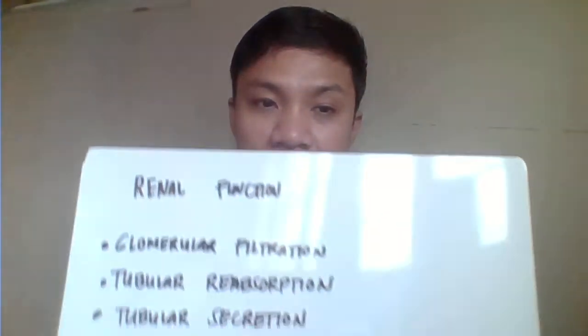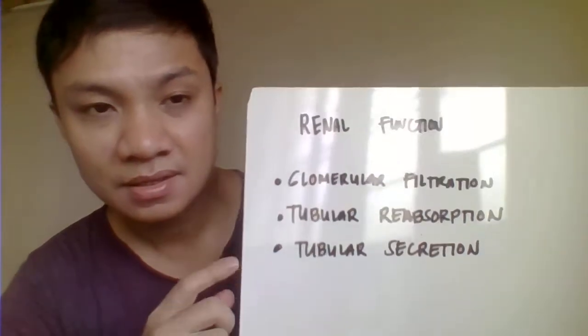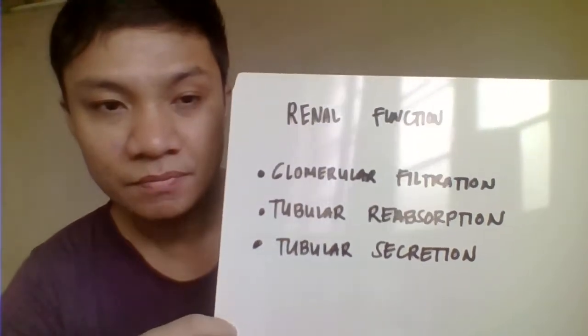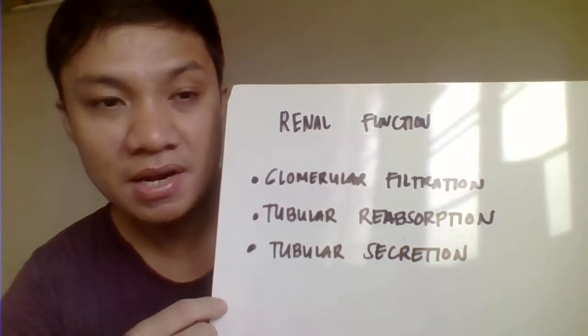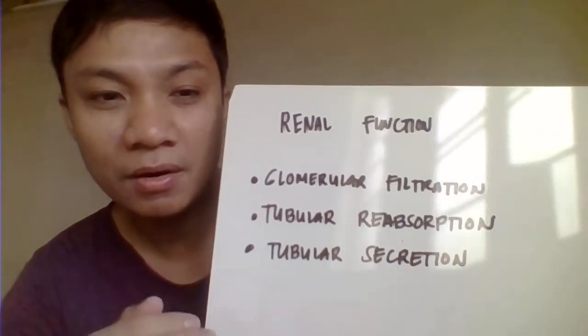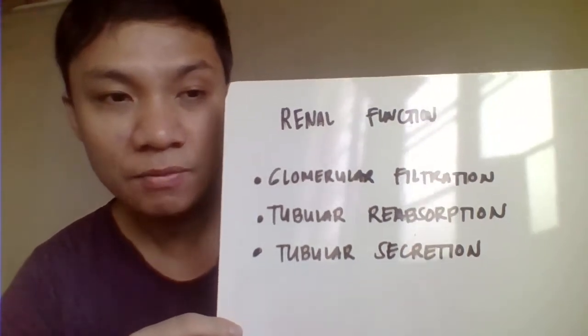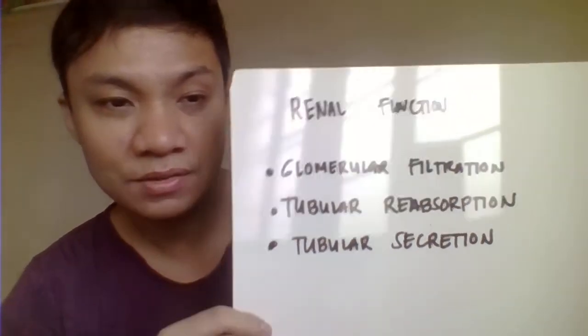So for our urinalysis, we start here with the discussion regarding your renal function. Basically, we have here the renal function tests. Our kidney is able to perform three basic functions. We have the GFR, or glomerular filtration rate. Then we have your tubular reabsorption, and we have also the tubular secretion. We'll be discussing each of those as to the function of our kidney.